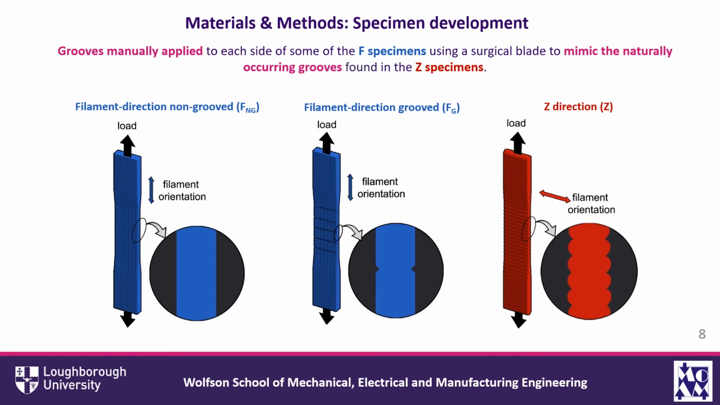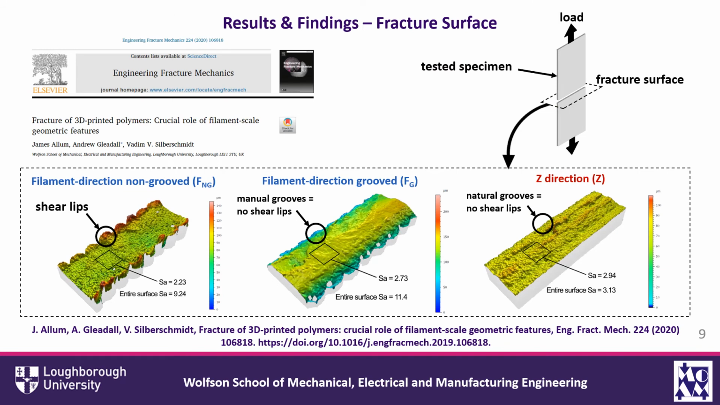In each case, 6 specimens were considered. In one of our recent publications on the fracture of 3D printed polymers, we utilized notched specimens rather than dog bone specimens to compare the mechanical performance of the filament direction non-grooved, grooved, and Z direction. We identified significant differences in the fracture surfaces of the specimens, particularly with respect to the filament non-grooved as compared to the other two specimens.